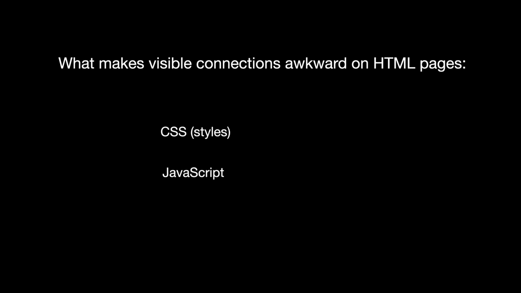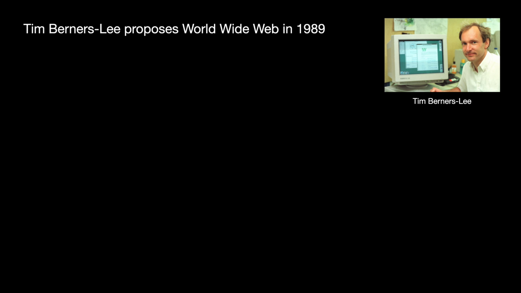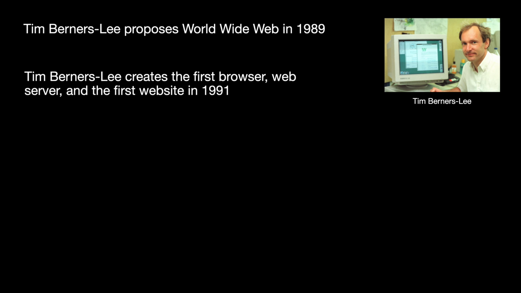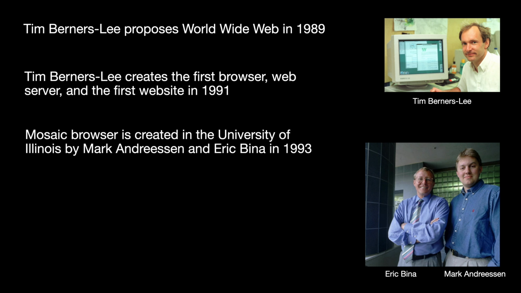Let's briefly look at the history of the World Wide Web to see when CSS and JavaScript were added to the web page. In 1989, Tim Berners-Lee proposed the World Wide Web. In 1991, he published the first website. At that time, the web was not popular. 2 years later, there were only about 100 websites. Then, in 1993, a couple of students at the University of Illinois created the first widely used graphical web browser, Mosaic.